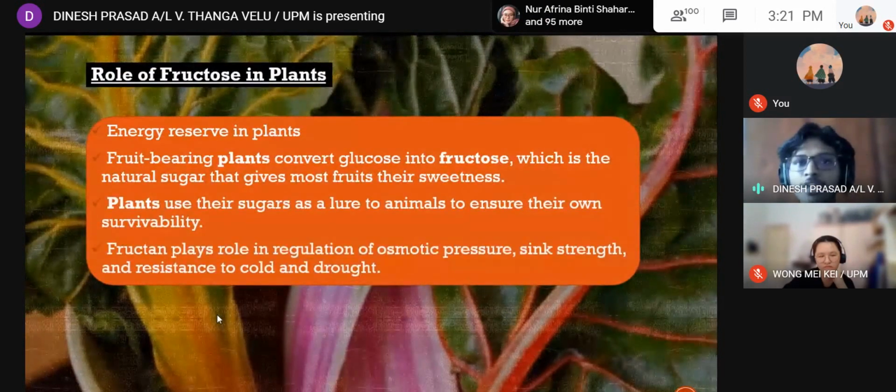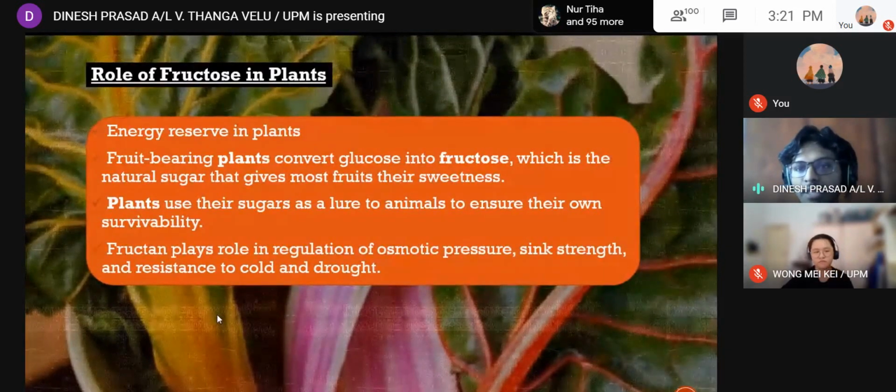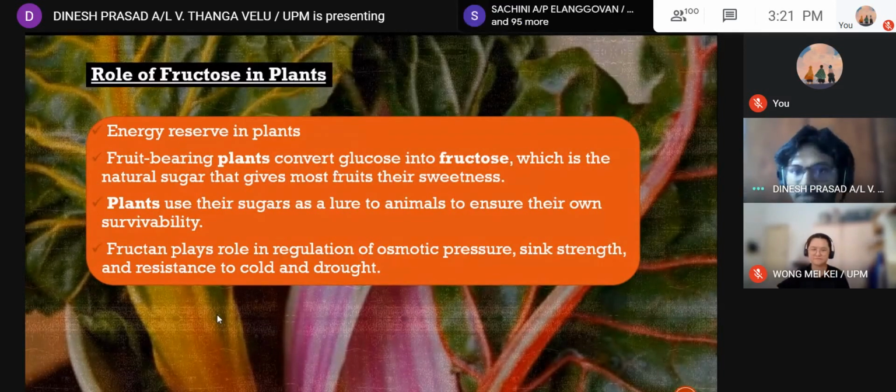As we know, normally if we say plants, the energy reserve will be starch. But in this case, these vegetables or fruits, when they are at the early stage, like seeds or onion bulbs, fructose will be the major source for the plants to get energy. And the next point is fruit bearing plants convert glucose into fructose, which is the natural sugar that gives most fruits their sweetness, as previously explained.